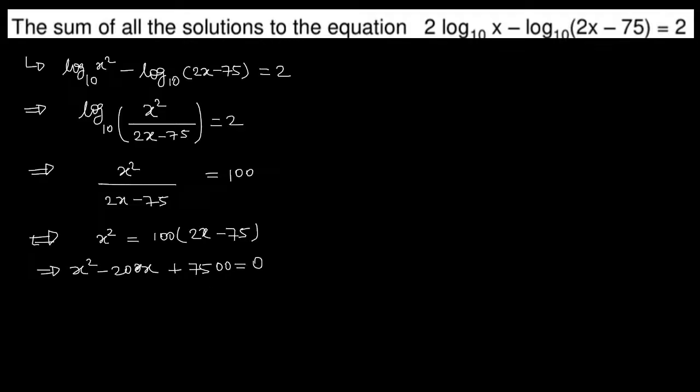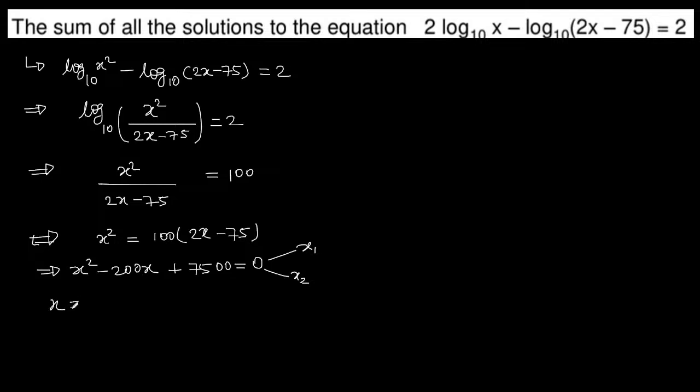Now the sum of all the solutions of x. First we will find the value of x1 and x2. If both of them validate, the sum of the roots is 200. If only one of them validates, then the sum of roots is only that one. So can you find the value of x?